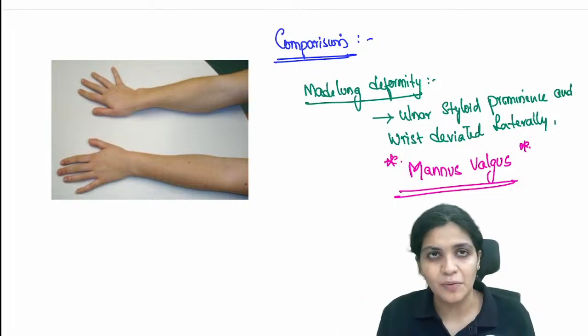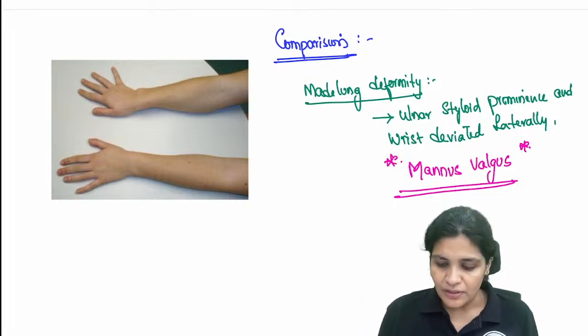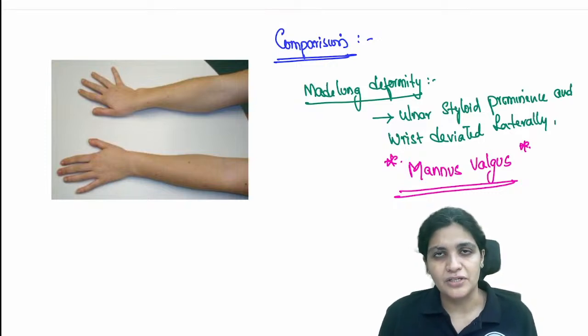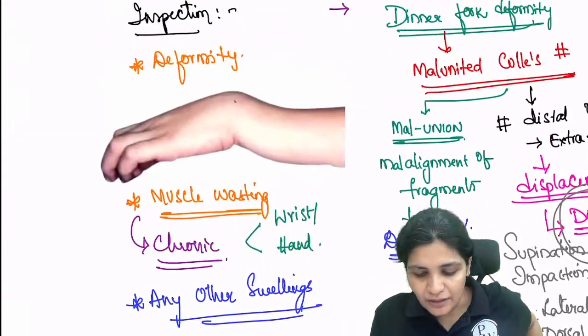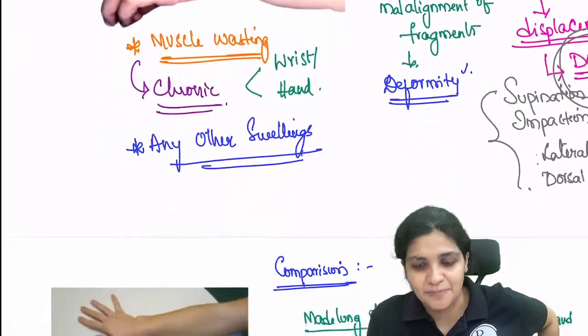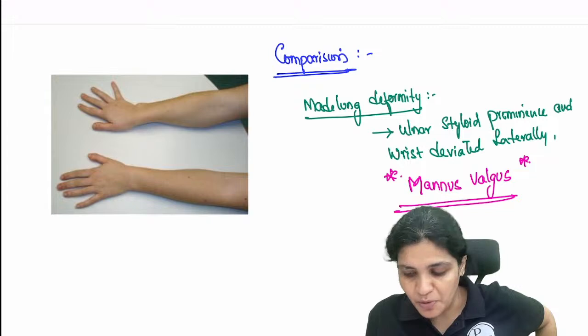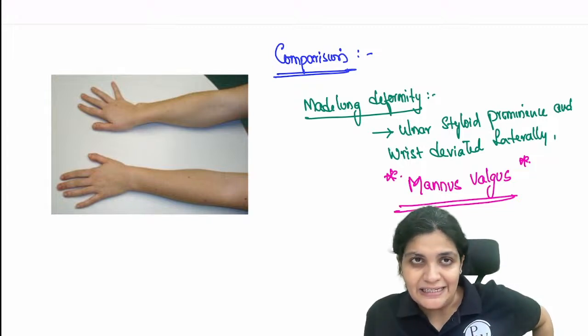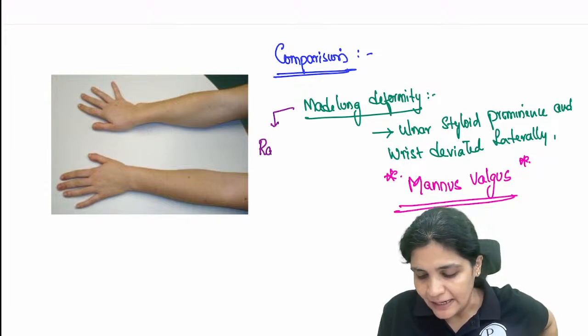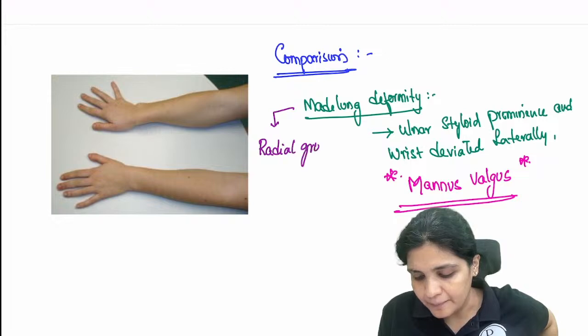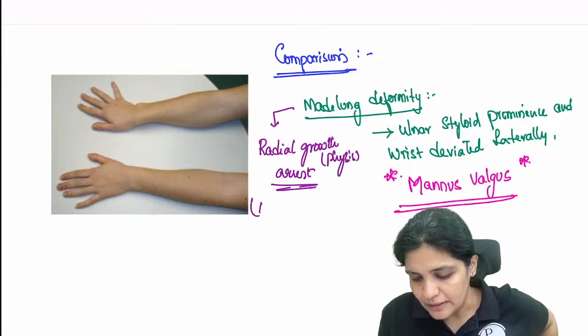So manus is what? Wrist. Valgus is deviation, right? So this is how you will put the deformity. This is also one of the most common spotter cases, where this is called the dinner fork deformity, where you see deformity on the dorsal aspect. Here you see that the ulnar styloid process prominence is there, and the wrist is deviated laterally, which is called as manus valgus. And why is it actually seen? It is seen because of the Madelung deformity, where there is arrest in the radial growth plate, and that too in the volar aspect.